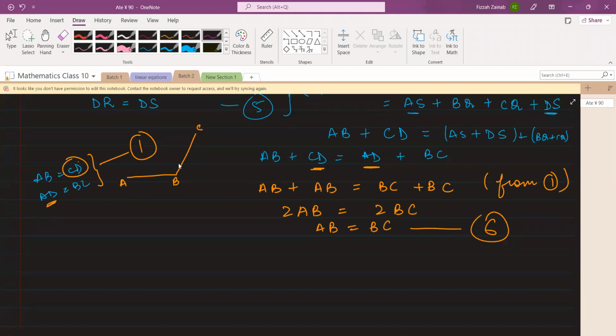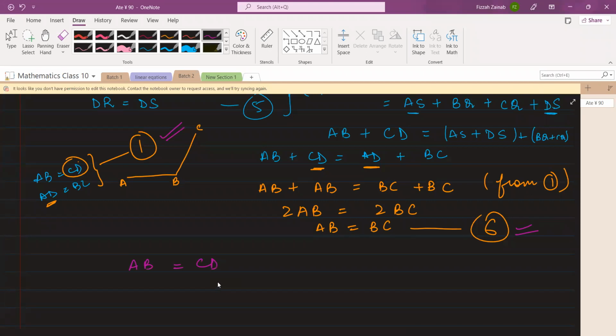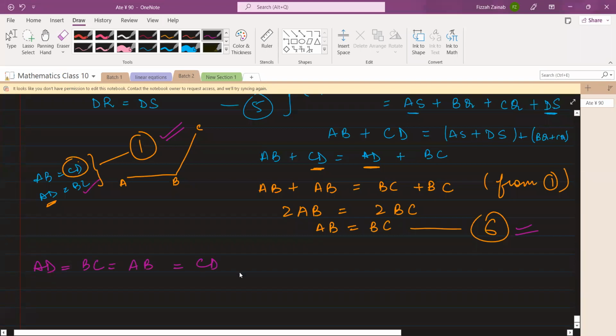Now you combine result 1 and result 6. How do you combine? You start from any equation. Let's say I start from 1. So AB is equal to CD, right? Then from 6th, my AB is actually equal to BC, so I can write BC here. And then from here, my BC is equal to AD. So if I join 1 and 6, I get all the sides equal.